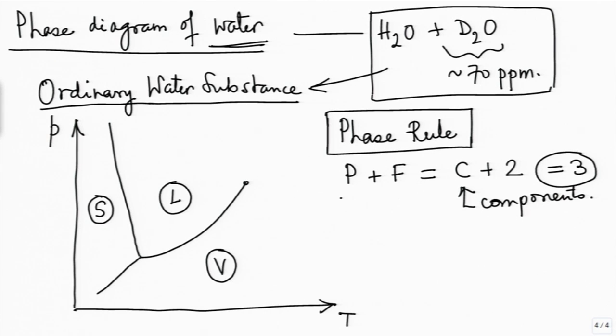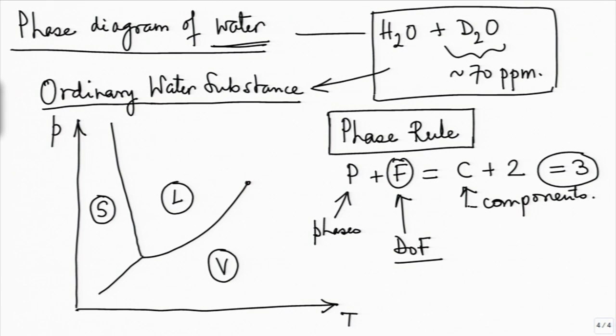On the left hand side we have P, the number of phases. And F is what is known as the degree of freedom. We can simply say that degree of freedom is the set of properties like pressure, temperature, intensive properties, which you are free to manipulate a bit and still retain that number of phases together.